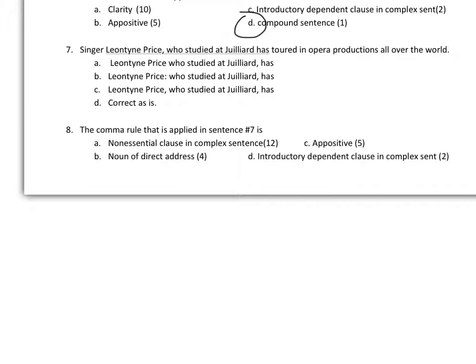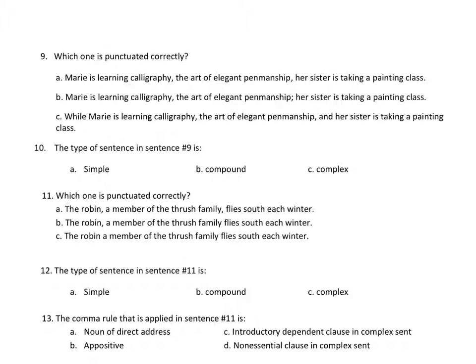And then the answer for 7 is C. You want commas on both sides of the non-essential dependent clause in the sentence. It's a dependent clause. It begins with a relative pronoun, and when you have that, you put commas on either side.